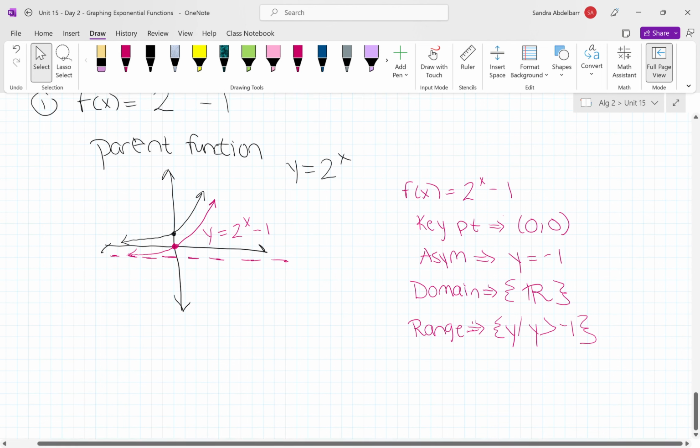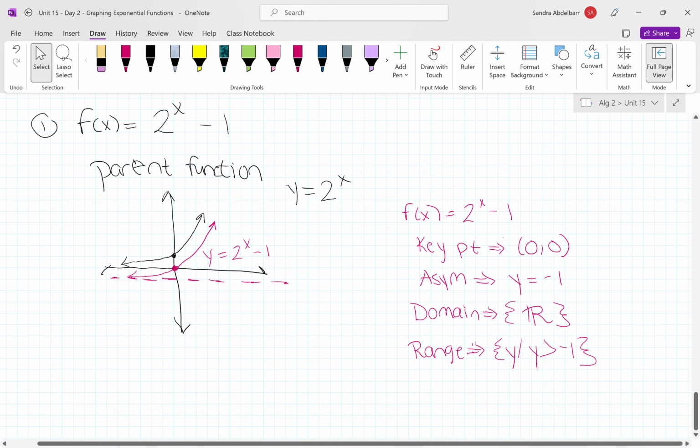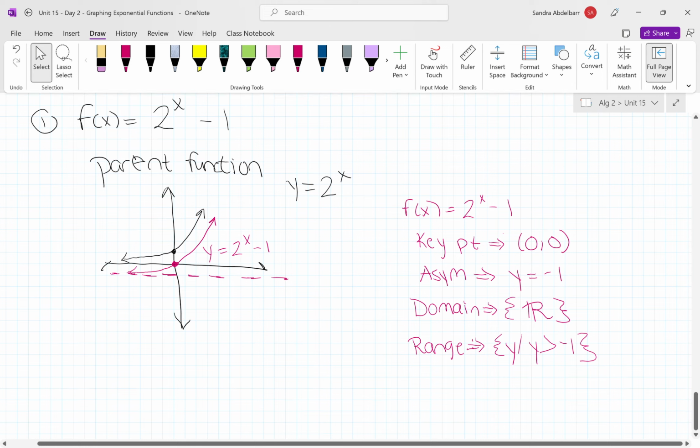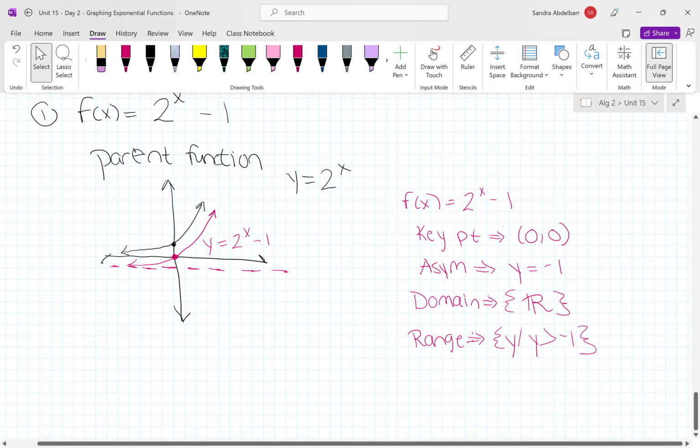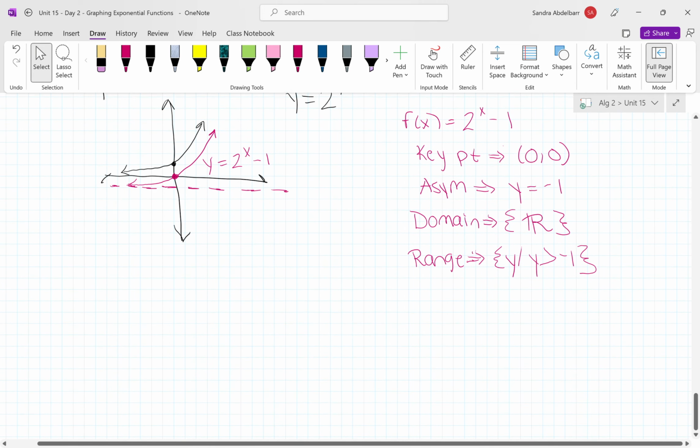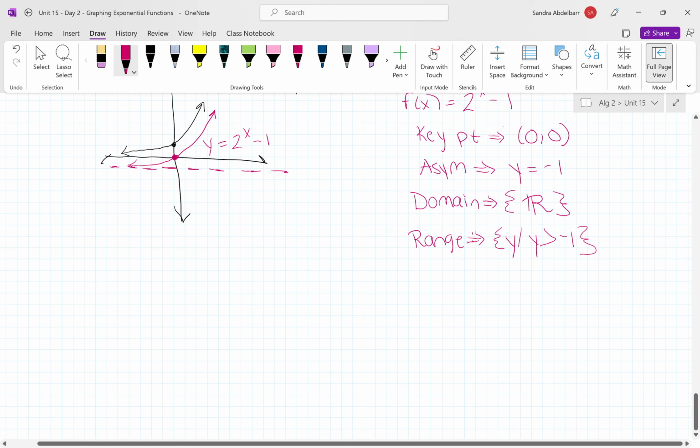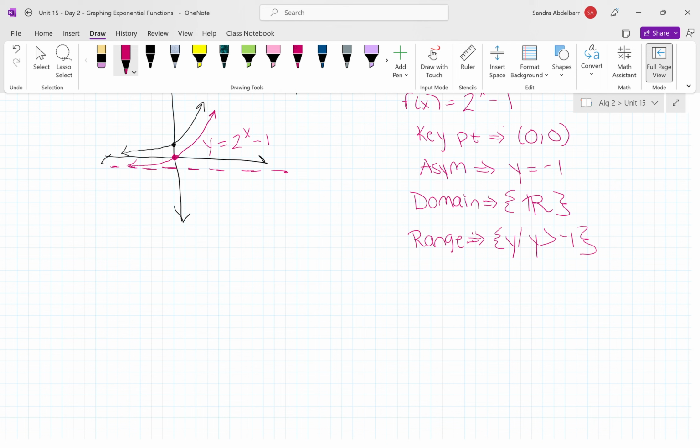Do we have this? Okay. I want you guys to try this one on your own. I want you to sketch y is equal to 2 raised to the x minus 3 power.